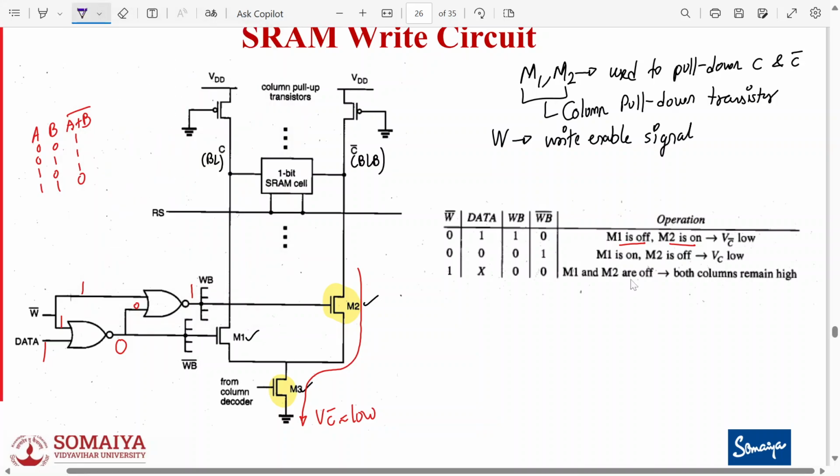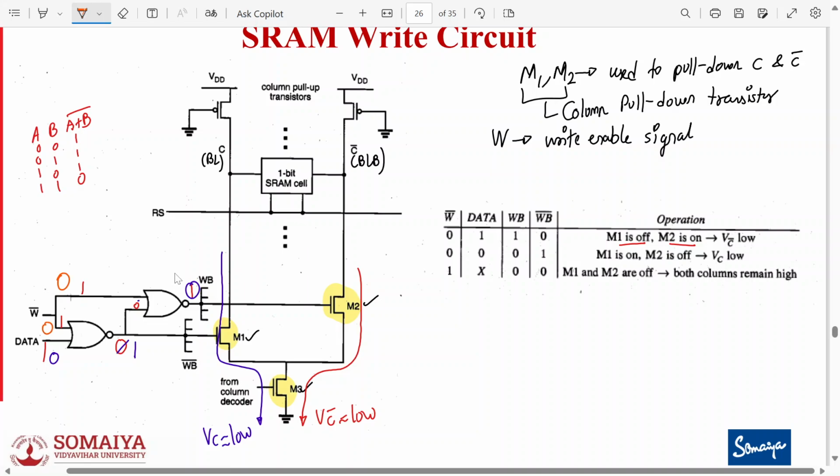Again W bar is 0. So this is 1 and 1. And data is 0. So this will become 1, right? And this will become 1 and 1, again 0. Yes or no? So M1 will be on now, and the C will be towards ground. So VC will be low. Agree or no? Now when W bar becomes 1, that means it is 0, 0 here.